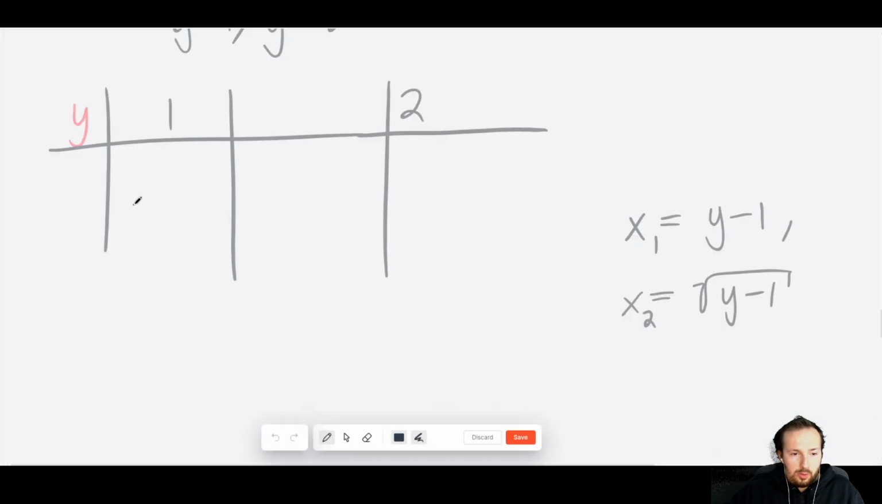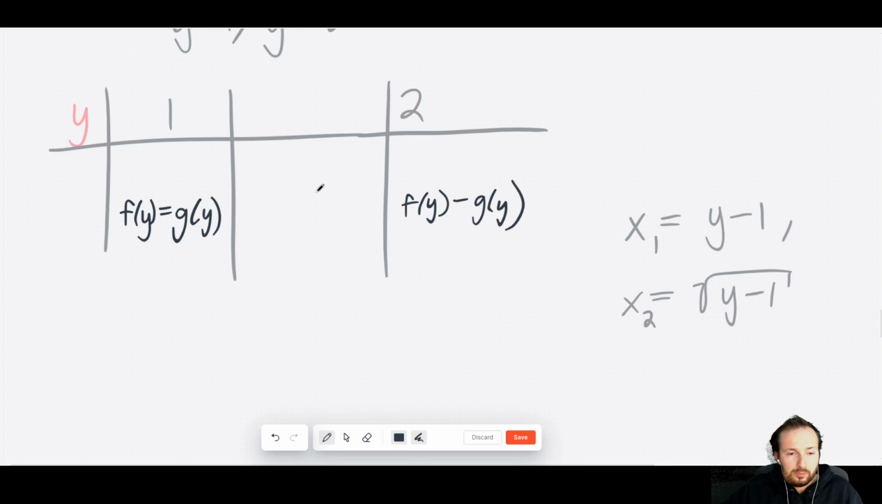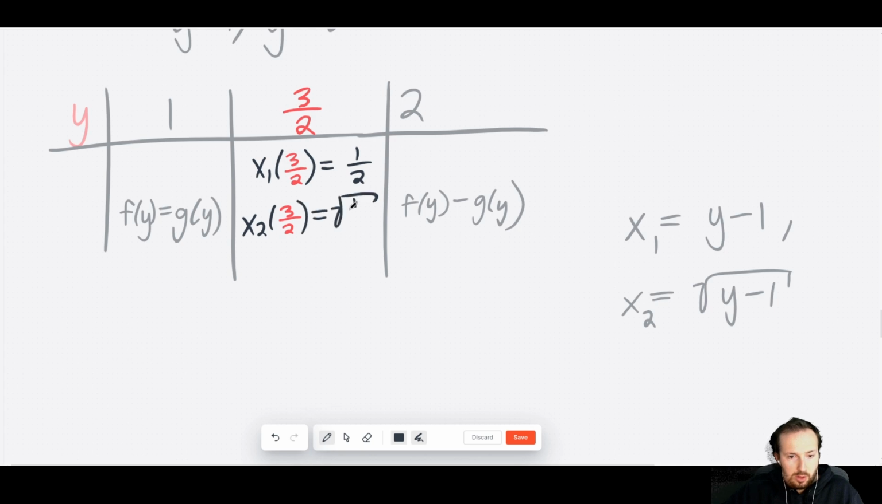So here, we already know they're equal at the endpoints. So f of y equals g of y because of their intersection points. It's got to be with y, sorry, g of y, because now y is our input variable. But now we need to test some value in between. What's the easiest value? Probably 3/2, 1.5 is the clearest value. And now let's try that. So for x1, what would that equal? 3/2 minus 1, so x1 evaluated at 3/2 would be 1/2. And then x2 evaluated at 3/2 would be the square root of 1/2.